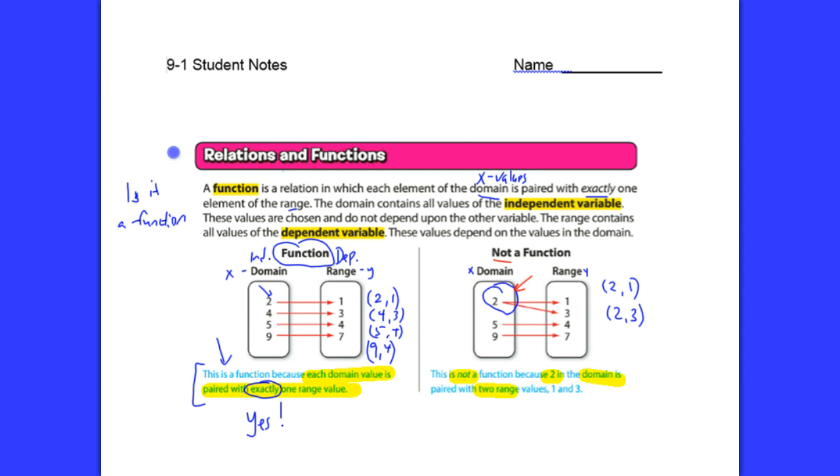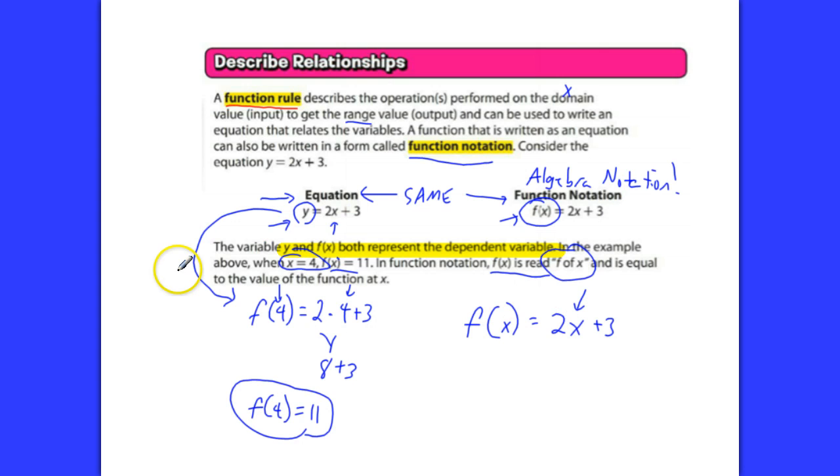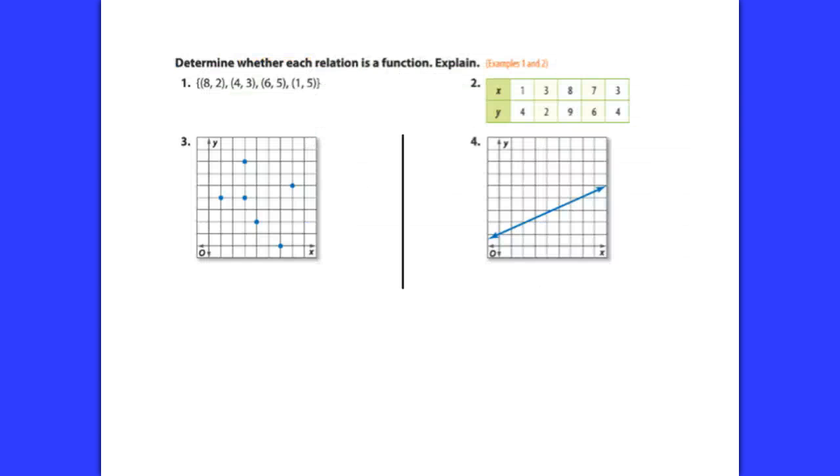Okay, so that's basically all the information in this lesson today. First, identifying whether or not something is a function, and second, being able to find the values of functions when you have a certain value for the independent variable. Okay, going to the back side here, let's get this first part done. This 1 through 4 says determine whether each relation is a function. So this is a yes or no question. Is it a function or not?